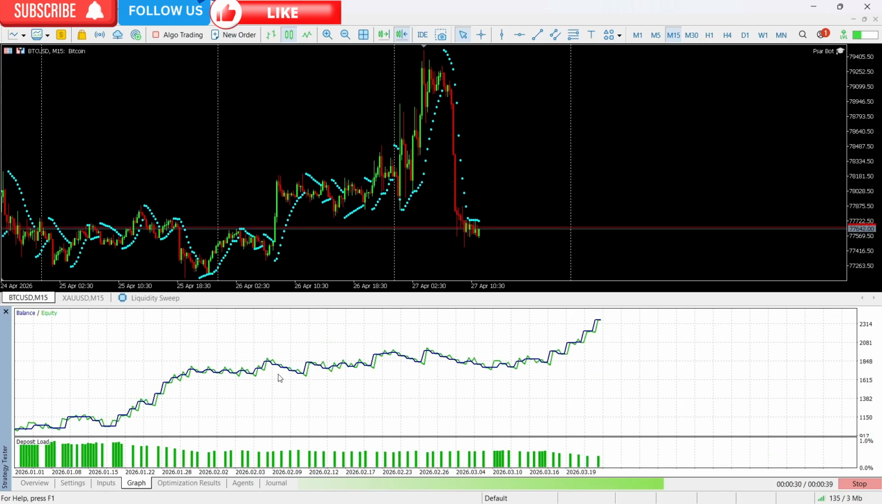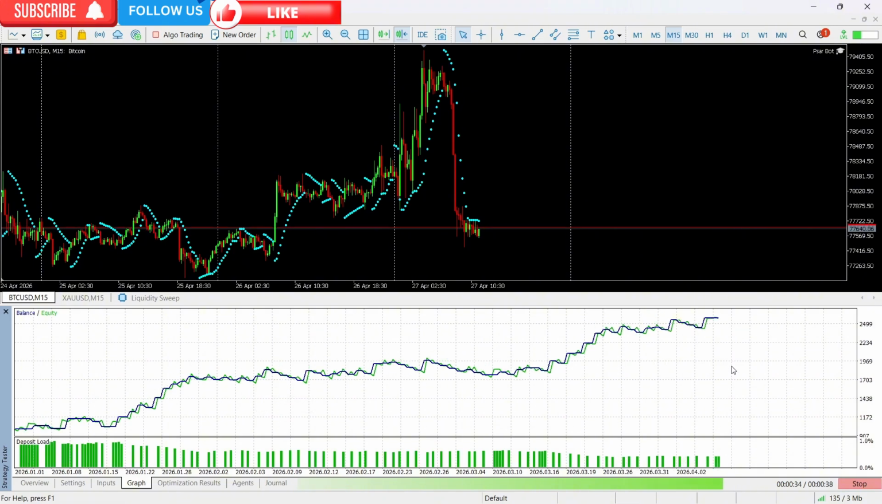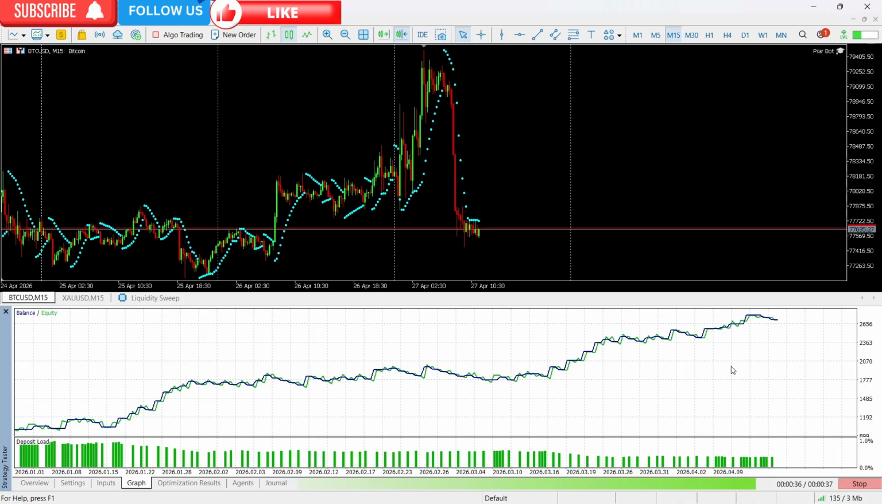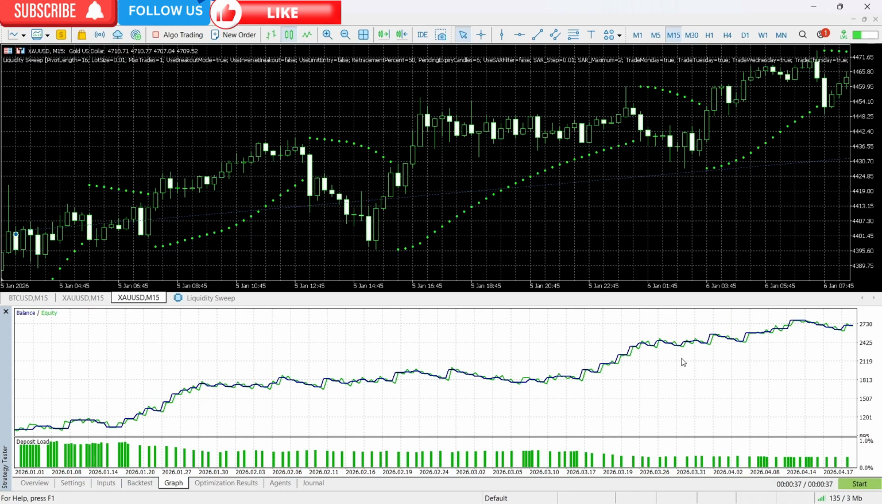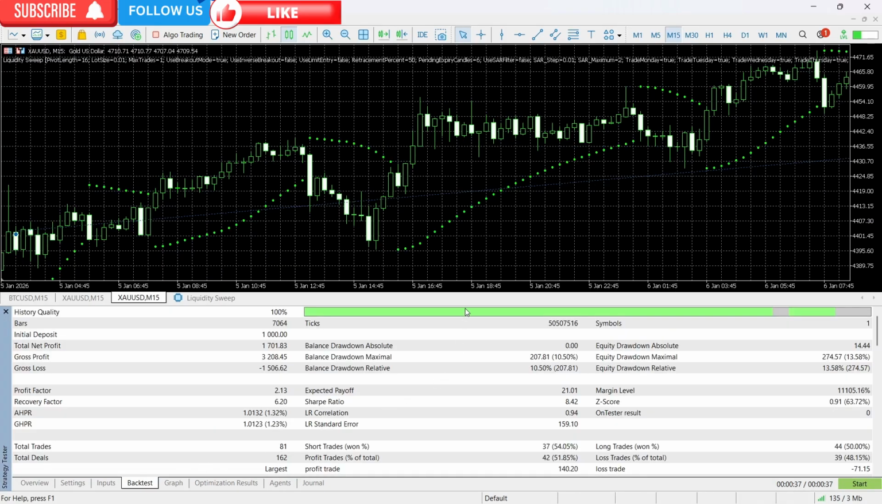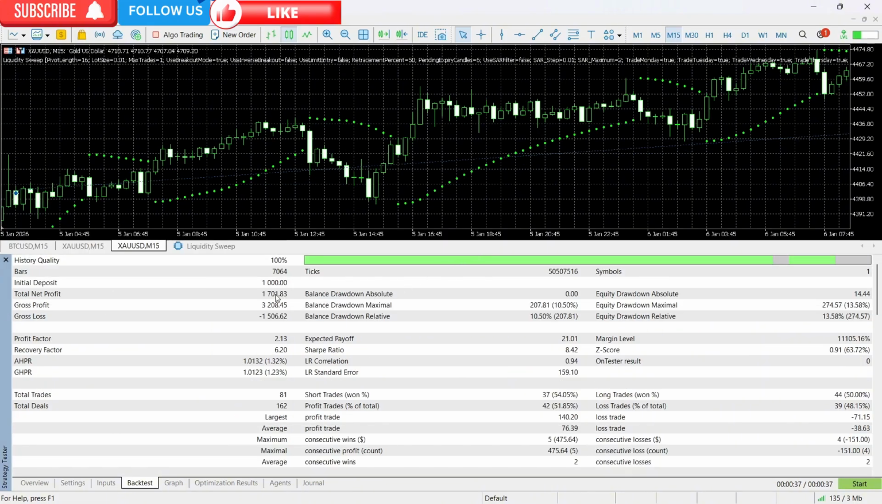So as you can see, it goes up, then goes sideways a bit, then it makes a big leap in the equity, because this is how trading works. You get sideways periods and then profitable periods. So if we look at the back test, you can see over 3 or 4 months it's made a total net profit of $1,700. So the account would have grown to $2,700.